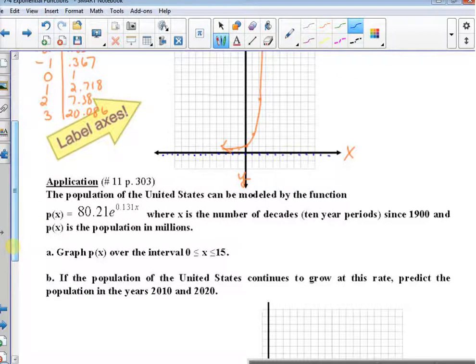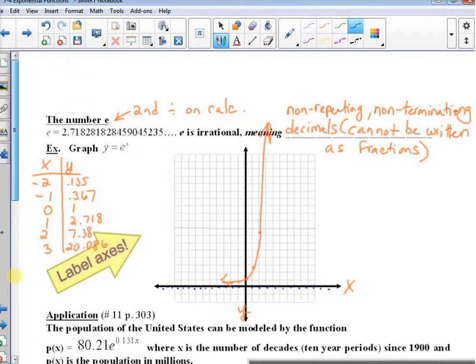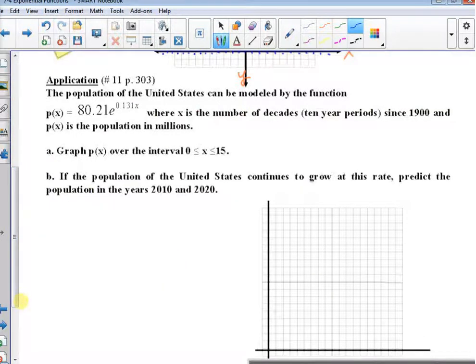All right, now here's another application. It's number 11 from page 303. The population of the United States can be modeled by the function p of x equals 80.21 e to the 0.131x, where x is the number of decades. Remember, 10-year period since 1900, and p of x is the population in millions. Okay, we'll remember that. So, graph p of x over the interval 0 to 15.